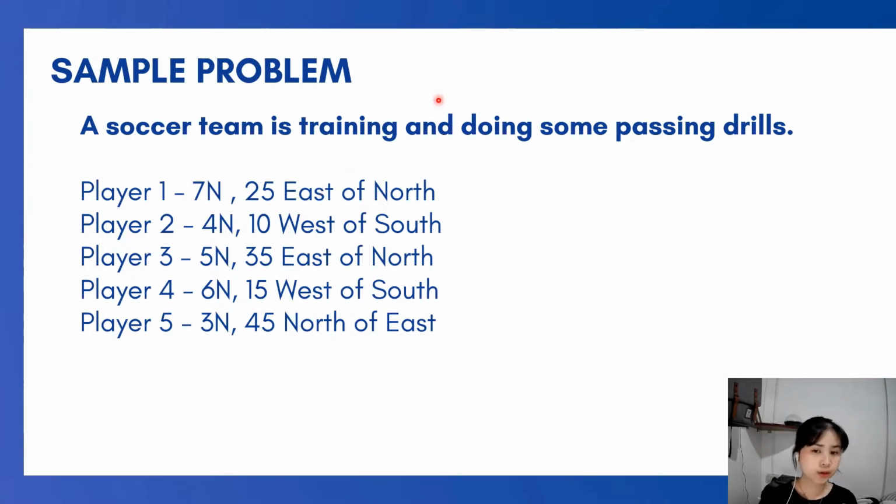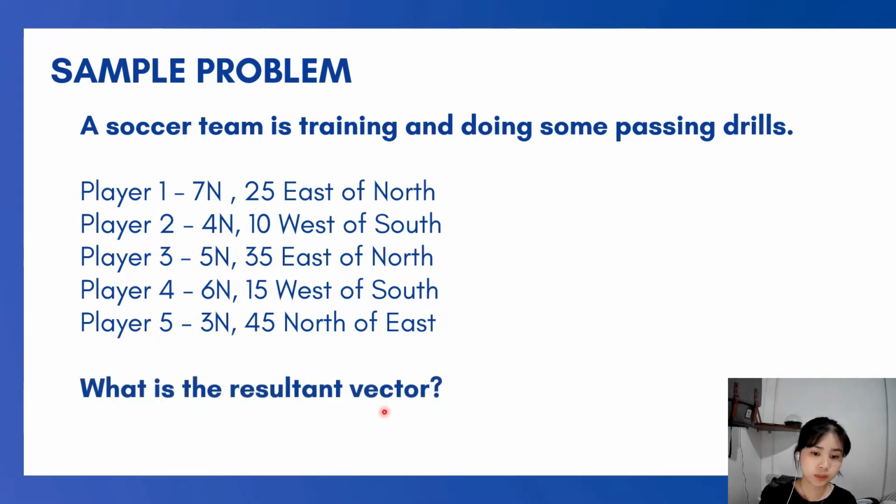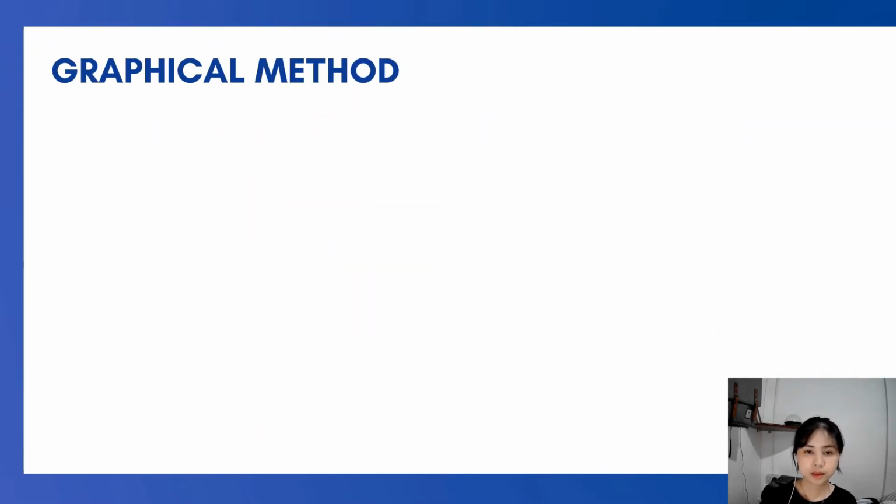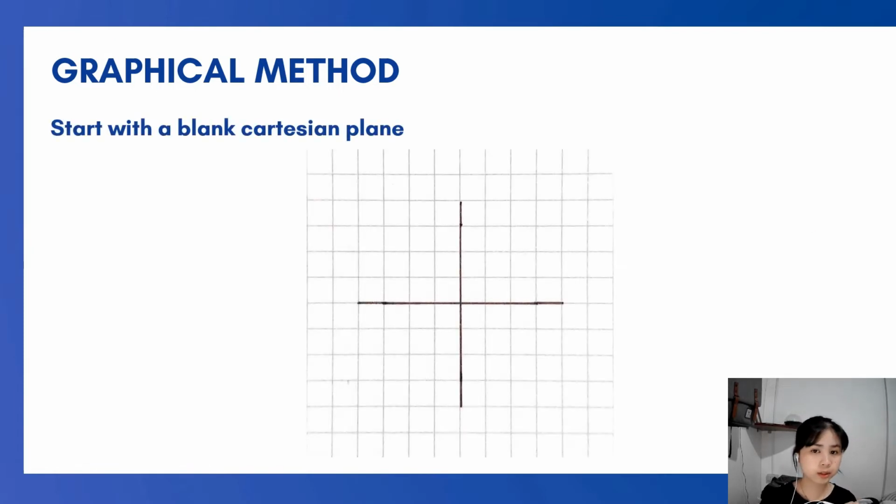A soccer team is training and doing some passing drills. Player 1 passes the ball to player 2. Player 2 passes the ball to player 3, and so on. So what is the resultant vector? So when doing the graphical method, we start off by drawing a blank Cartesian plane.